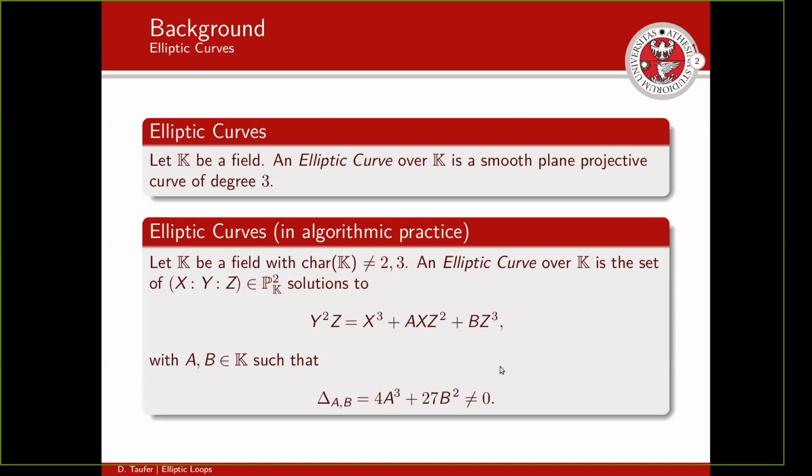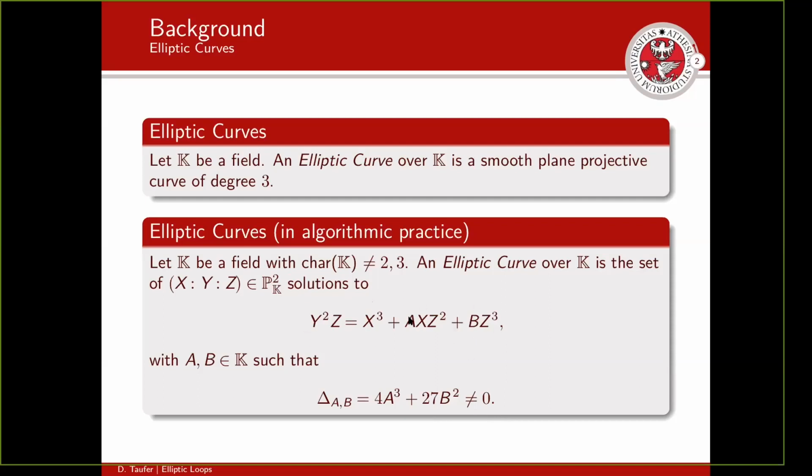So let me begin with elliptic curves. So what is an elliptic curve? Well, usually you define an elliptic curve to be a smooth plane projective cubic over a field K. In this presentation, K will always be a finite field. But in algorithmic practice, when you deal with finite fields, and especially for cryptographic applications, it is much more convenient to define these objects as the zero set of a special cubic equation, which is this one.